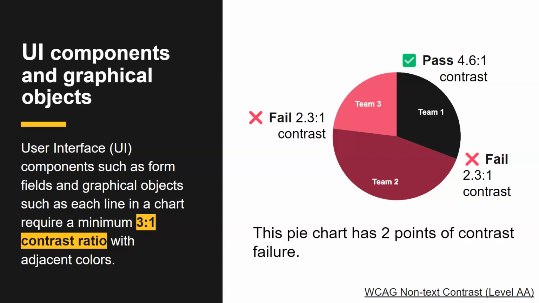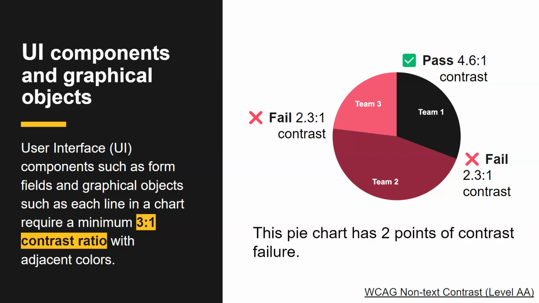So UI components are things like form fields. A lot of times in a dashboard, for example, you might have a search field, you might have a filter input field. Those are UI components, or buttons are UI components. And then graphical objects, such as each line in a graph. And those have to meet a 3:1 contrast ratio with adjacent colors.